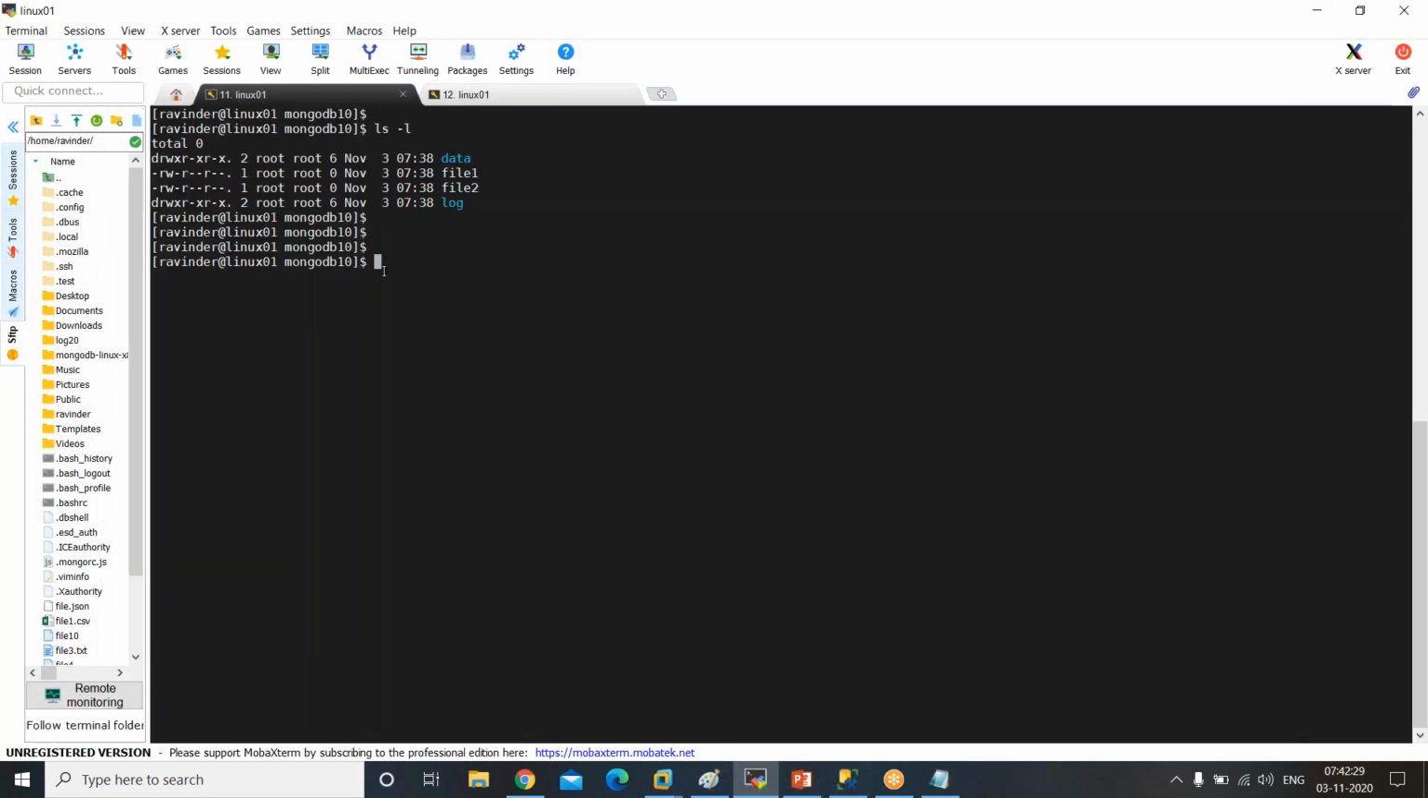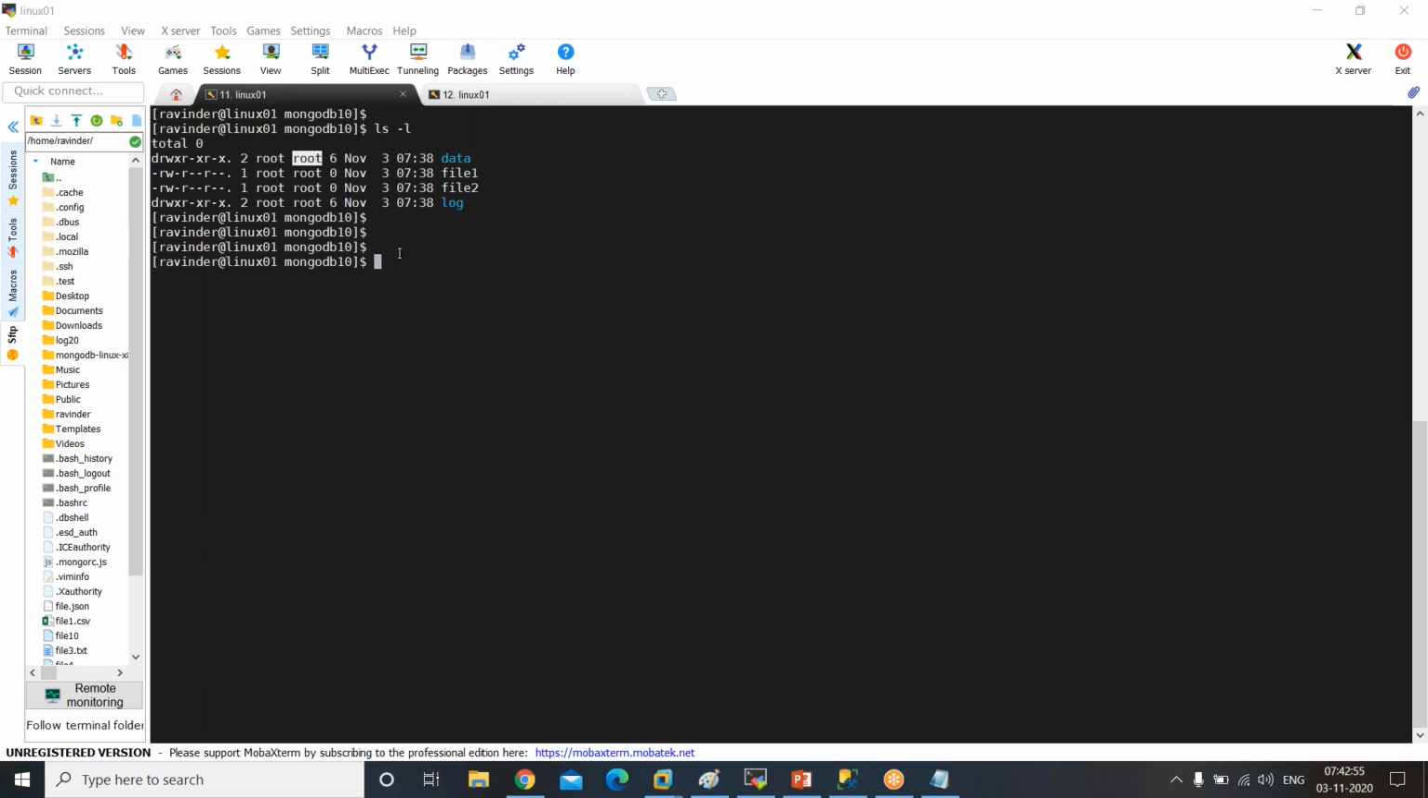There are 2 things you need to understand. Who is the owner of this file? The root. And what group does this file belong to? By default, the username and group name are the same. Groups and users concept will be covered in tomorrow's class, not today. We're going to see that.